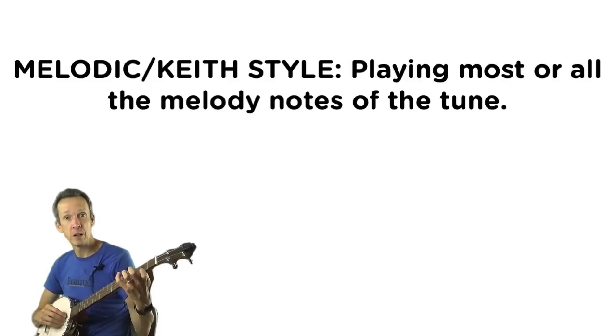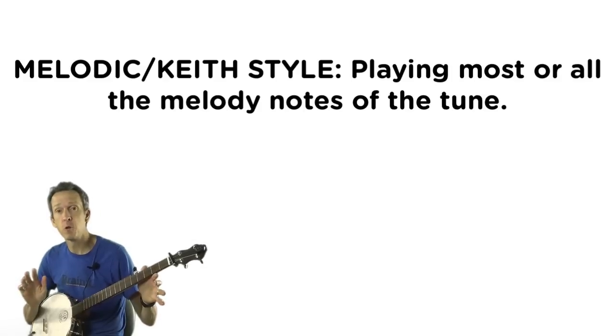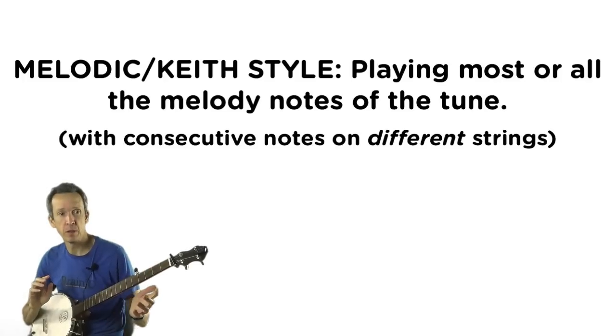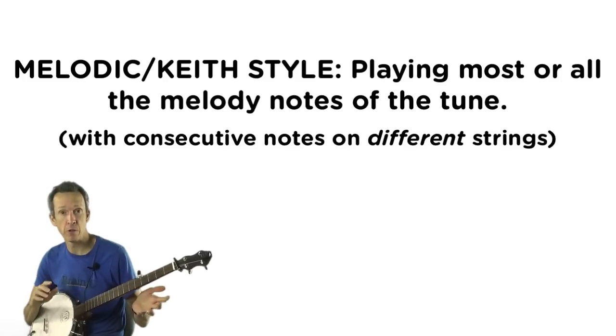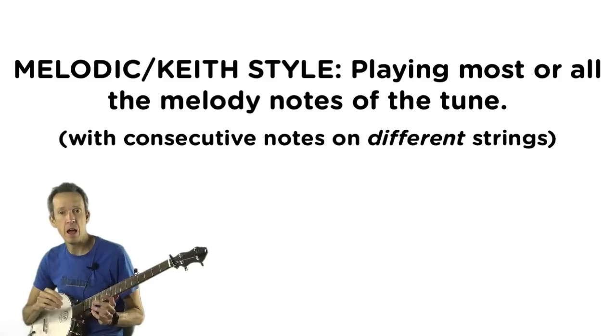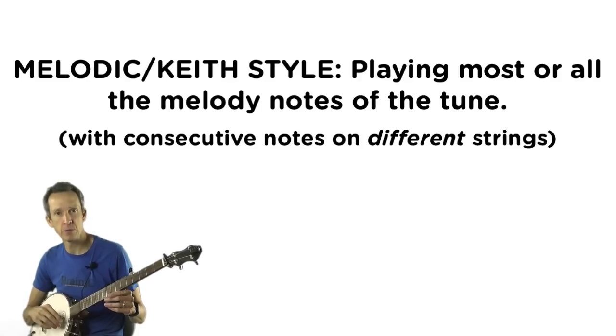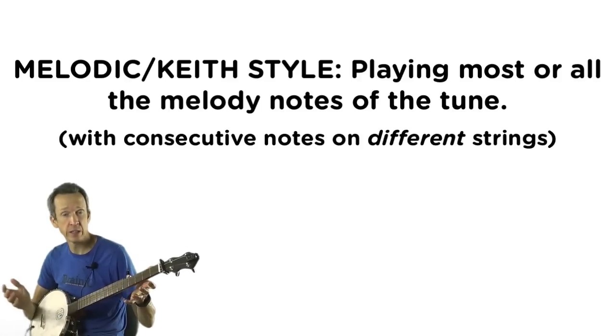In the melodic style of playing the banjo, on the other hand, the banjo player is typically getting most, if not all, of the melody notes on the banjo. And furthermore, consecutive melody notes are played on different strings rather than the same string. And that is done in order to help preserve the rolling sound of the banjo. And I'll show you an example here in just a minute. And that style, again, is typically referred to as melodic or as Keith style, named after Bill Keith, who was one of the pioneers of it.